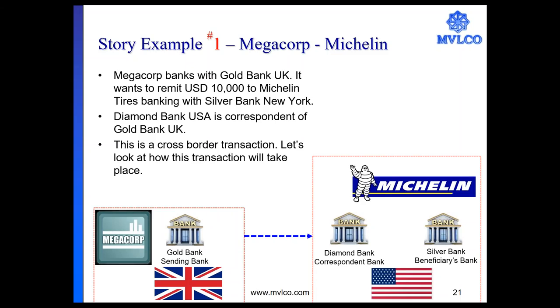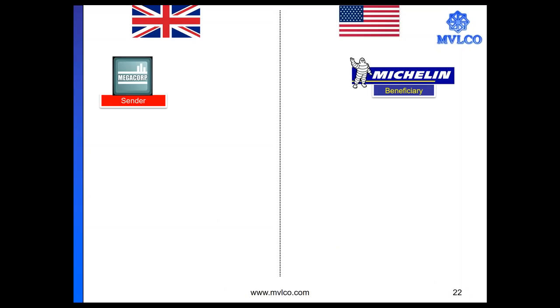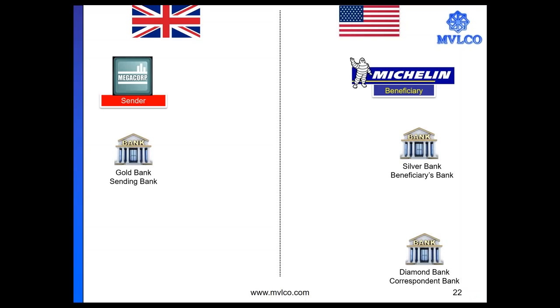Diamond Bank in USA is the correspondent of Gold Bank in UK. Since this is a cross-border transaction, we'll use the SWIFT mechanism MT103. Two mechanisms I'm going to use, a serial mechanism and the cover mechanism. This is our case. We've got two countries. The line divides UK and the United States. The first part is Michelin is the seller. He's going to be the beneficiary under the transaction. Megacorp is the buyer. He's going to send the money. The first stage is Megacorp has an account with Gold. Michelin has an account with Silver. Gold has a correspondent called Diamond in United States. So at Diamond, Gold would hold its Nostro account.